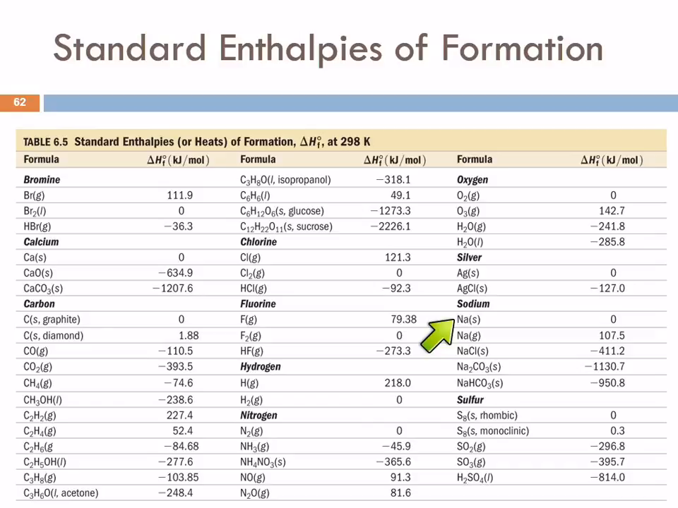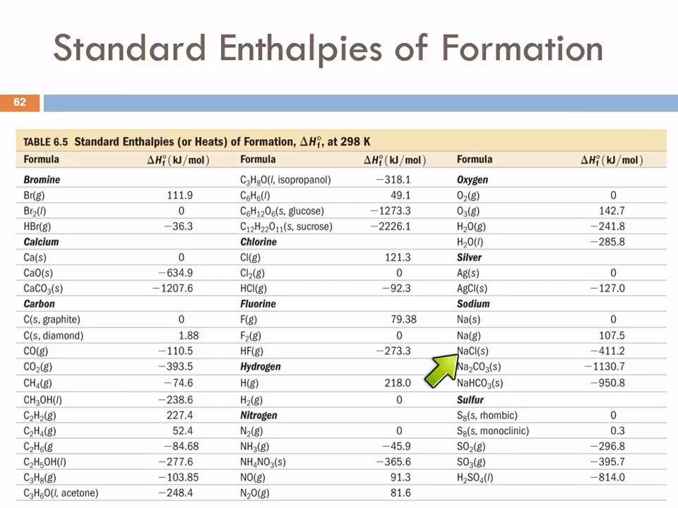Here, sodium. There's sodium solid and sodium gas, but the one with the 0 is the solid. That's the most stable form of sodium at room temperature. We go over here and look at chlorine. There's chlorine atoms and chlorine molecules. It's the chlorine diatomic molecules that are the standard state.